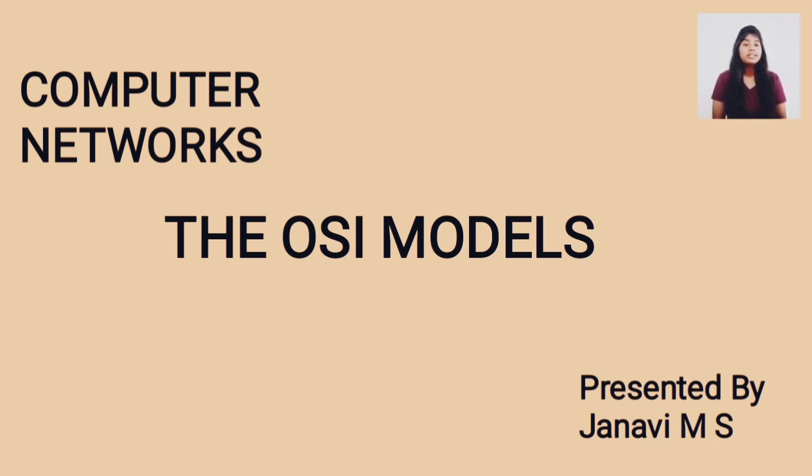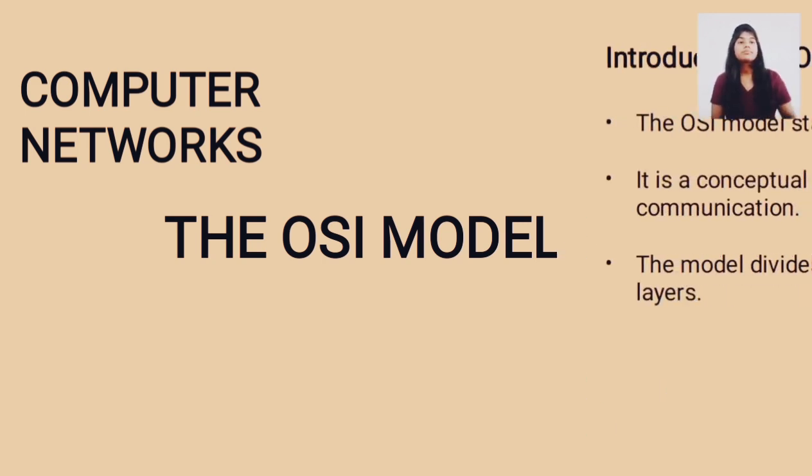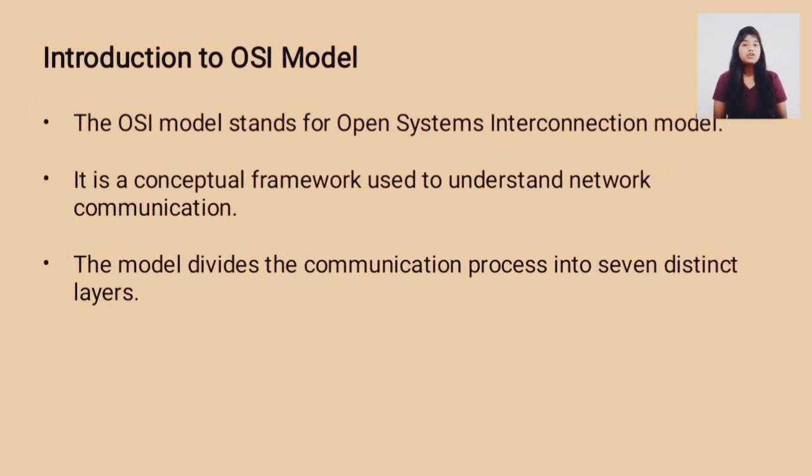Today we are going to discuss the OSI model in computer networks. Let us see the introduction to the OSI model. The OSI model stands for Open Systems Interconnection model. It is a conceptual framework used to understand network communication. The model divides the communication process into 7 distinct layers.